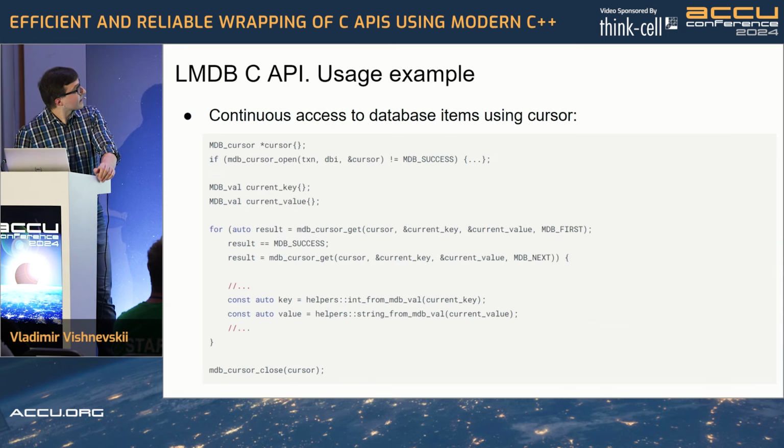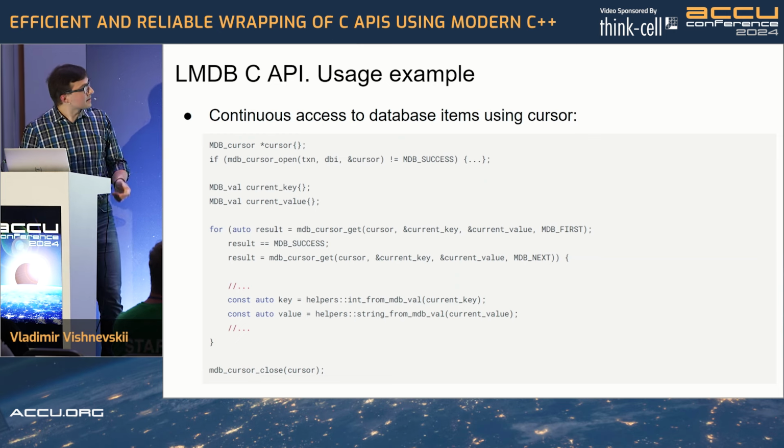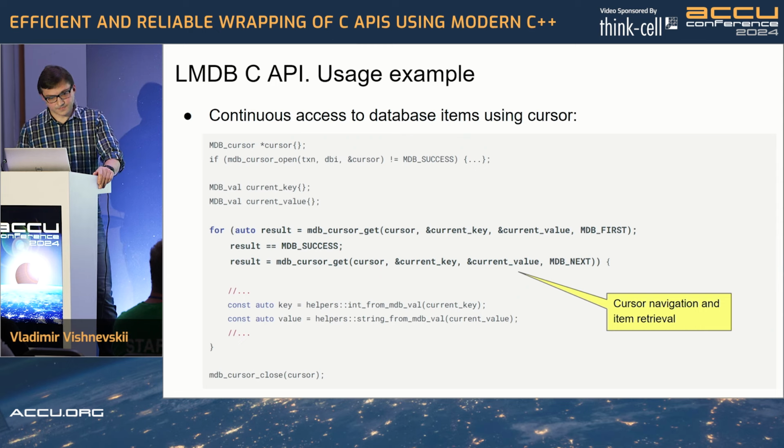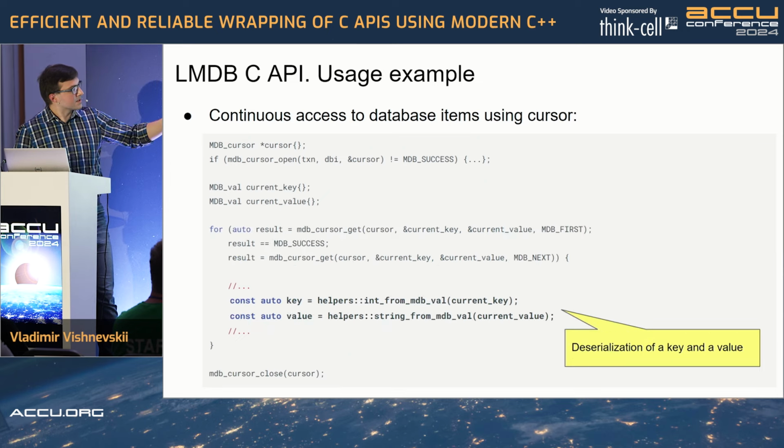So we can also have continuous access to the database using the cursor mechanism. We need, again, to create the cursor, and then we can continuously access the items. So it can fit into the for loop. Again, this serialization, deserialization of the items is always performed in the client code.